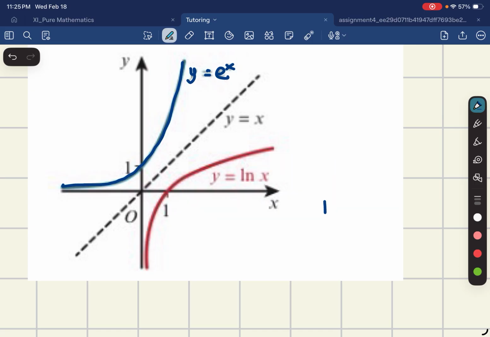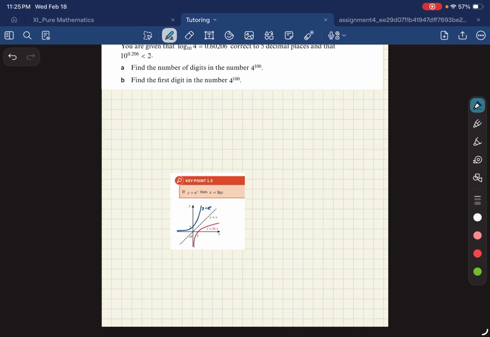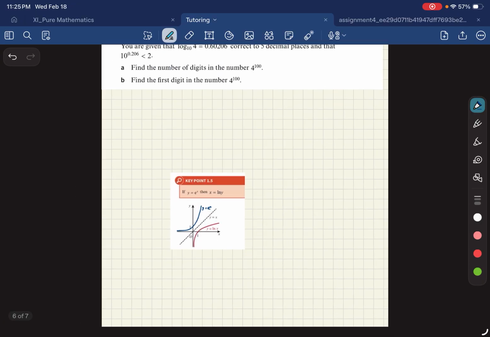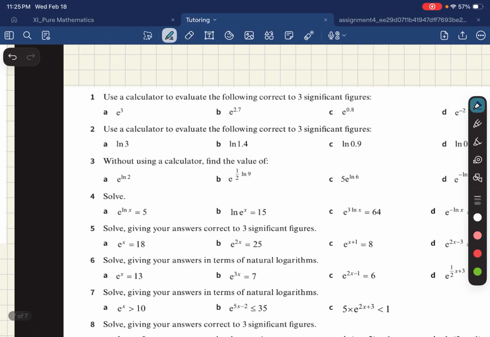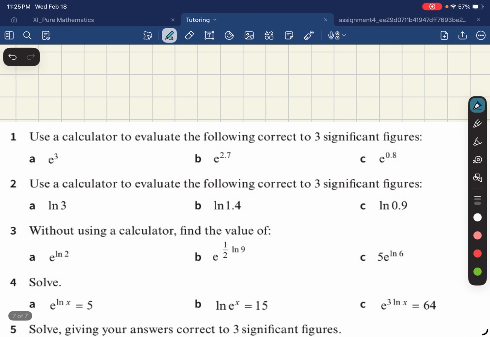And that is all you need to know, and we can directly start going to the questions because we've already learned how to work with logarithms. This is just using a different base, and sometimes it's easier to use base 10 or base e. Those are the standard bases we work with. So using a calculator, just evaluate. This is very standard, very easy. You can just put it in your calculator.